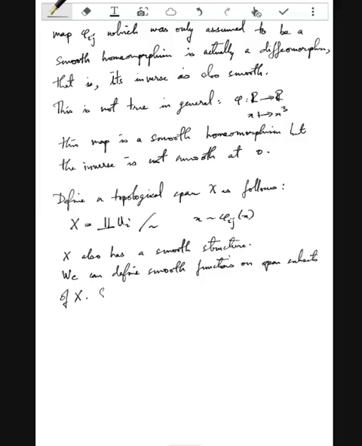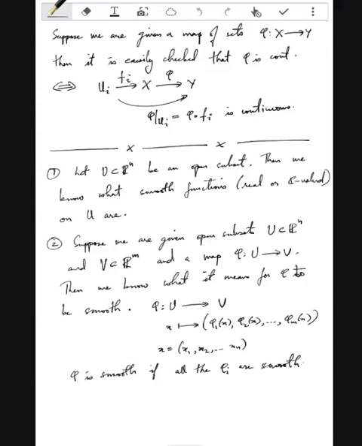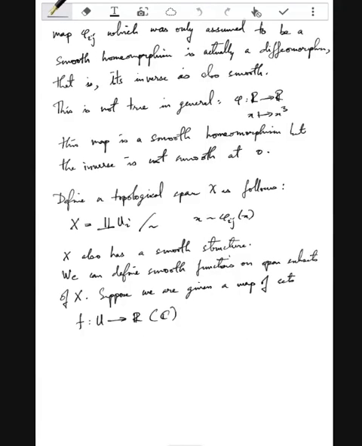So what do we have to do? Suppose we are given a map of sets f from U to R or C, depending on whether you want a real valued or complex valued function. We define f to be smooth if the composite U_i intersection U to R or C is smooth for all i.